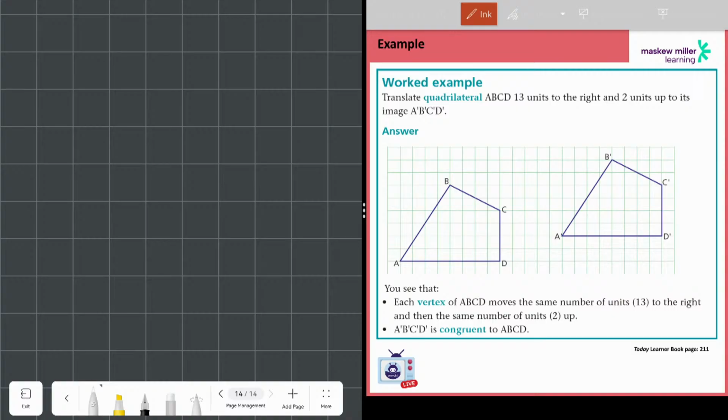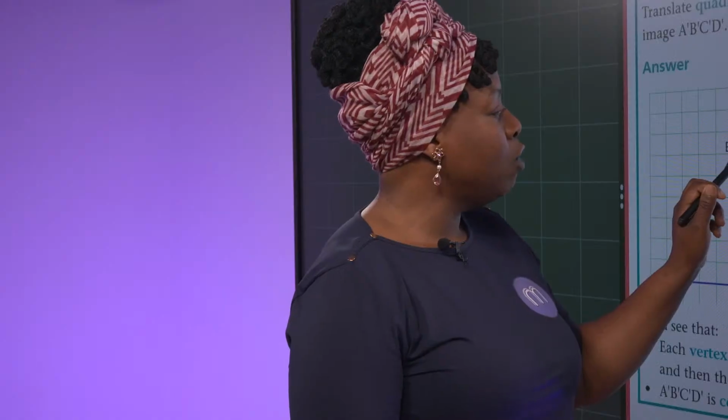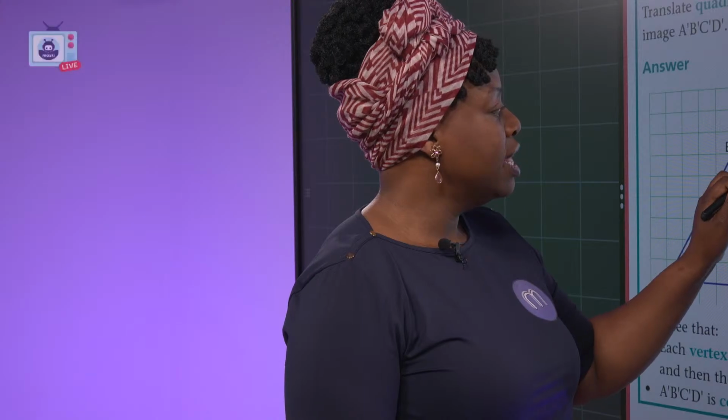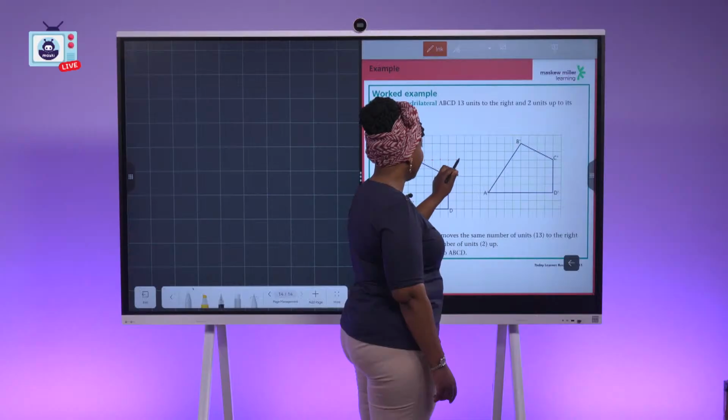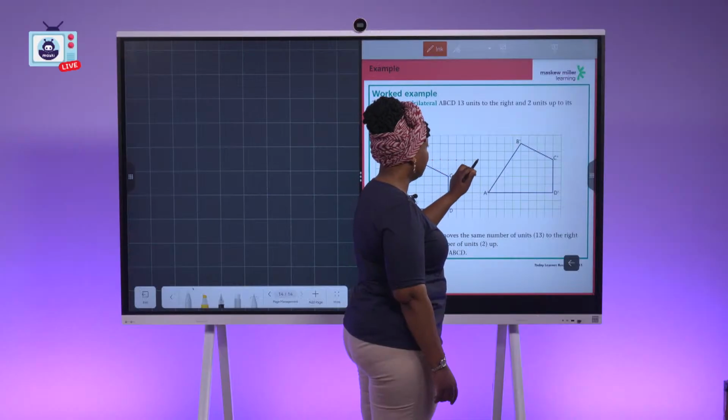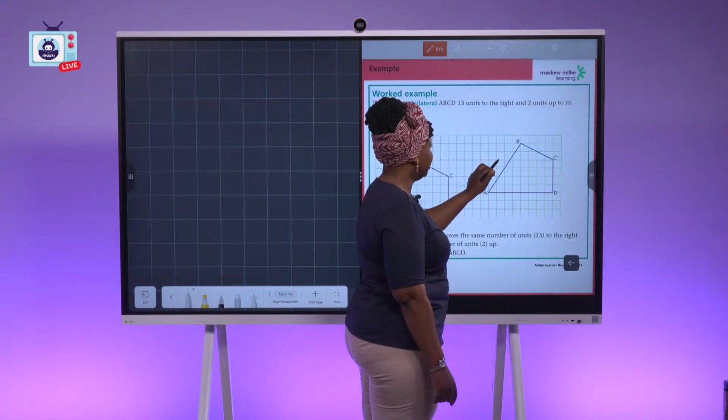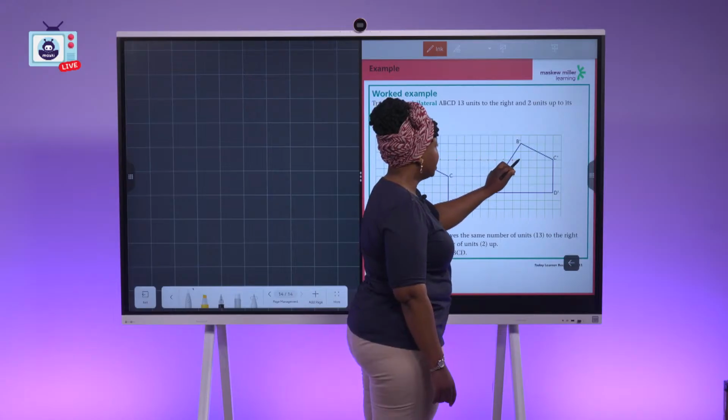So what that symbol means is that if I am standing at B, counting these grids that I have, I should be able to find 13. The grids here were done per 1 unit, so each and every grid represents 1 unit. So if I count 1, 2, 3, 4, 5, 6, 7, 8, 9, 10, 11, 12, 13.